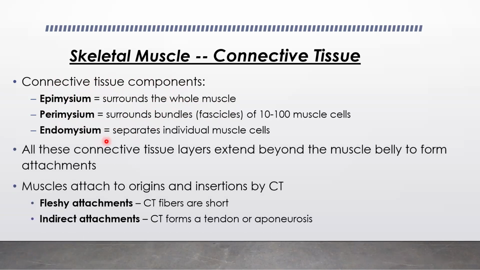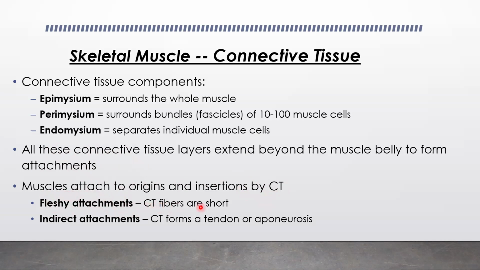Then this connective tissue will not only be covering the muscle bellies, but also they will extend away from the muscle to form the muscle attachments. So in terms of the origin of the muscle and insertion of the muscle on bones will be due to presence of this connective tissue. So the tendons will be made by the presence of this connective tissue. So muscles attach to origins and insertions by connective tissue via fleshy attachments. A good example is the vastus medialis muscle, which attaches directly to the patella on the medial aspect.